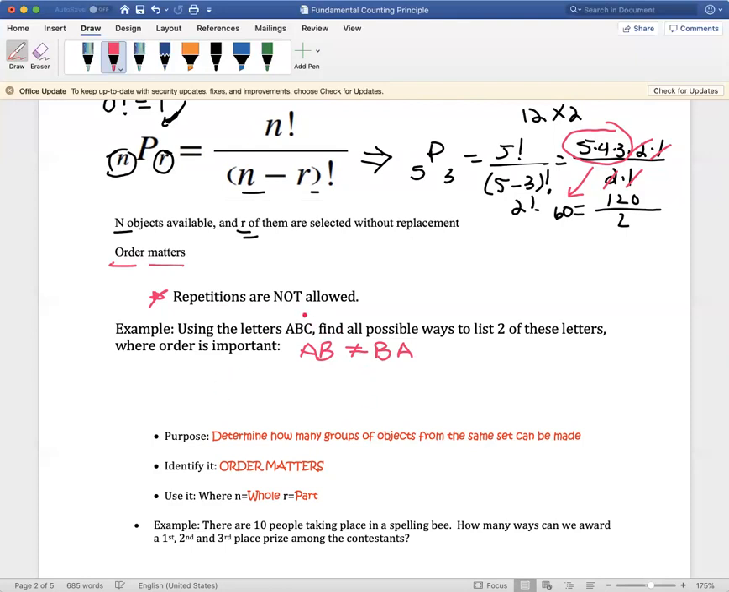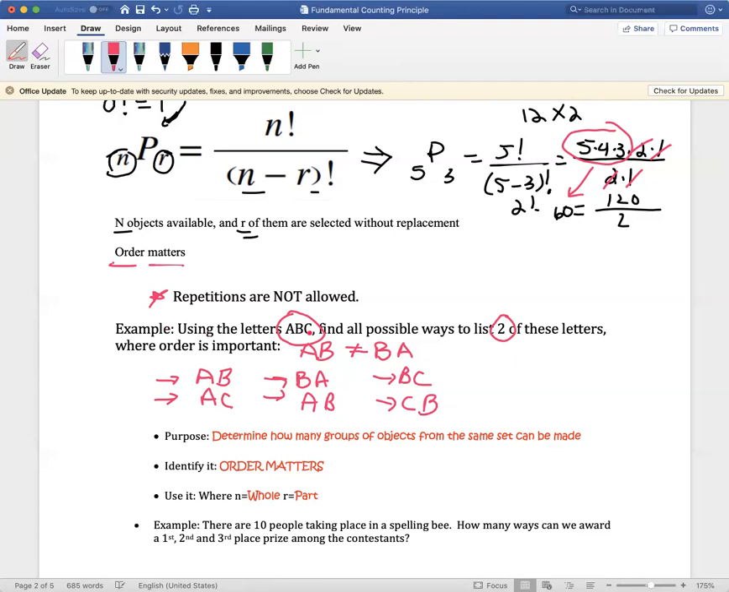Okay, so we have 3 items, and we want to figure out all ways to select 2 of them, or how many possibilities there are to select 2 of them. Well, okay, let's see. We could select AB. We could select AC. We could select BA. Remember that these 2 are different. What else are we missing? We selected AC already. We could select BC. And we could select CB.